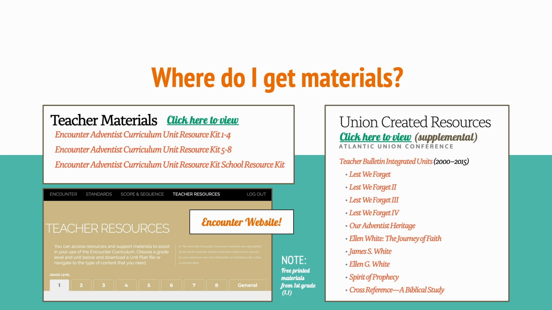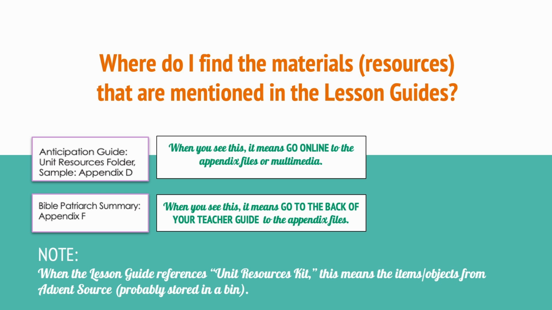Now, when we get to the lesson guides, like I said, you'll be reading and you'll see, on the side of the lesson guide, there's something that looks like this. The anticipation guide, or the Bible Patriarch Summary, and then you see where it's at. This one on the top says, Unit Resources Folder, Sample Appendix D. When you see Unit Resources Folder, that means go online. You're going to look in the folder online on the website.